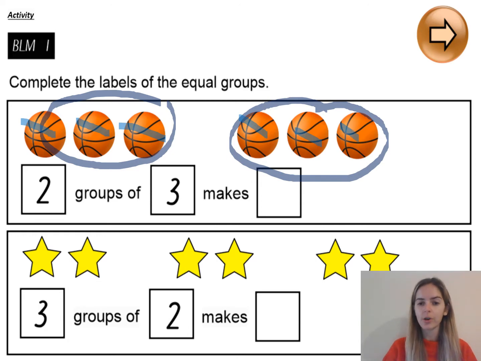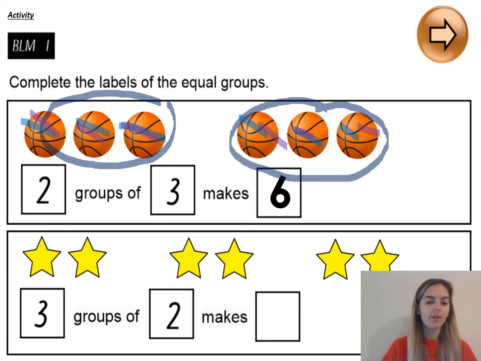Now to find the total, remember we need to add them together. So let's do that. 1, 2, 3, 4, 5, 6. 2 groups of 3 make 6. Now I want you to have a go at doing this one on your own. You can pause this video and then come back to it to check your answer.